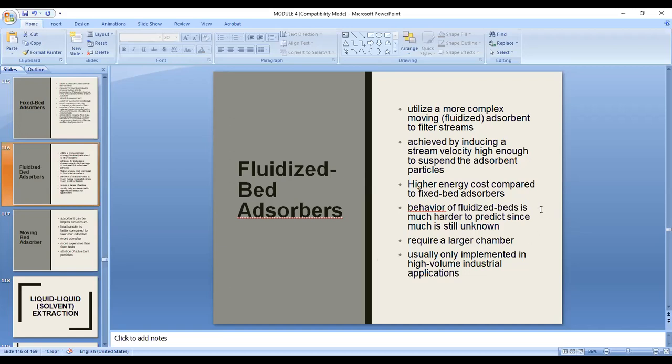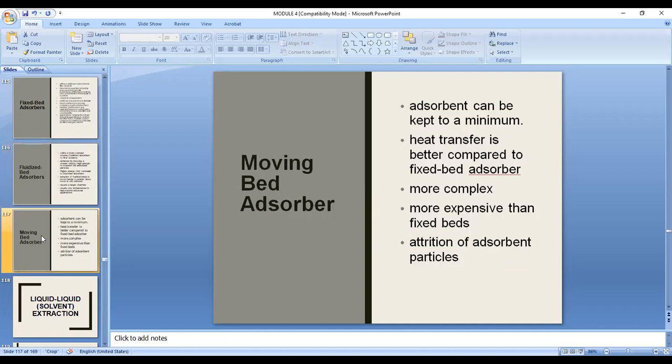So if there's a large volume of feed that needs to be processed, then the fluidized bed adsorber is the one to use. Now, the third type of the three is the moving bed adsorber. So adsorbent can be kept to a minimum in here. So heat transfer is better compared to fixed bed adsorbers, though it's more complex and more expensive than fixed beds, and attrition of adsorbent particles is something to consider. Over time, as it is being used up, and since the bed is moving, there is attrition.